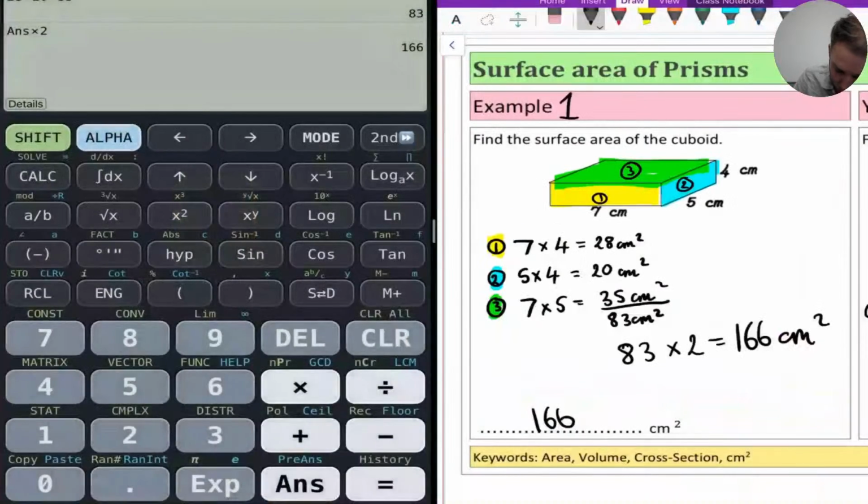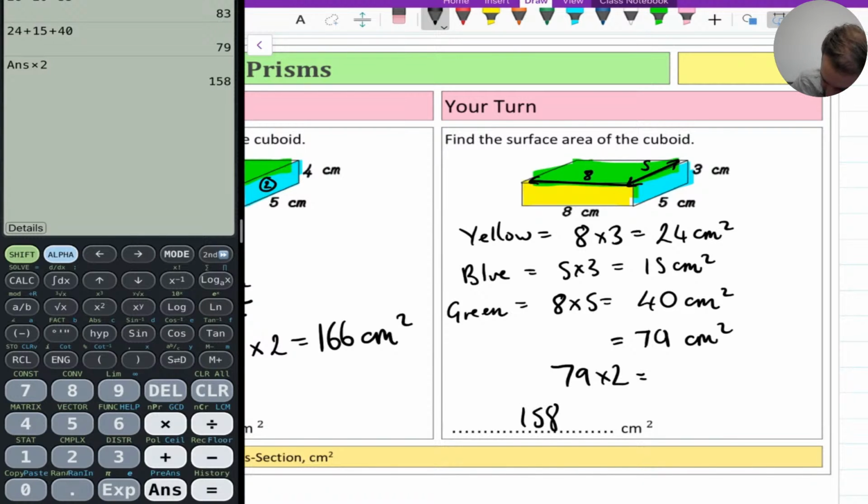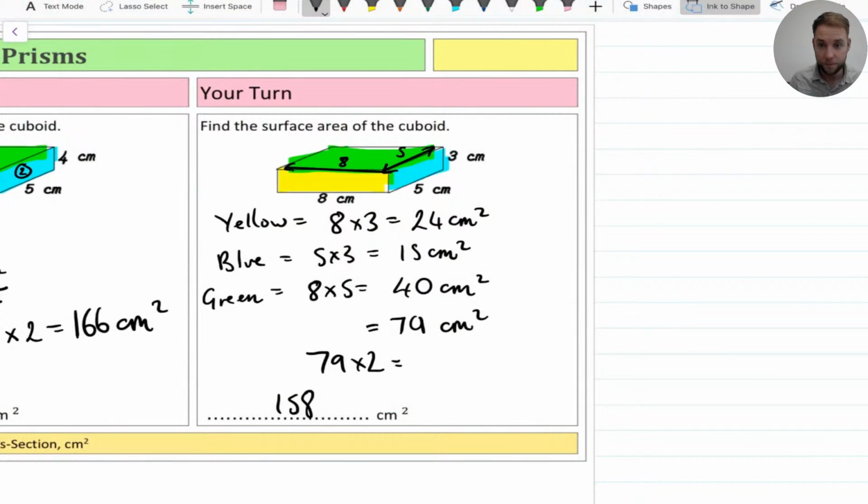I need to add these together and then times by 2. It's going to be 24 plus 15 plus 40 is equal to 79 centimeters squared. But don't forget, we need to include all the other sides. We need to times this by 2. So 79 times by 2 is equal to 158 centimeters squared. Brilliant. Super.